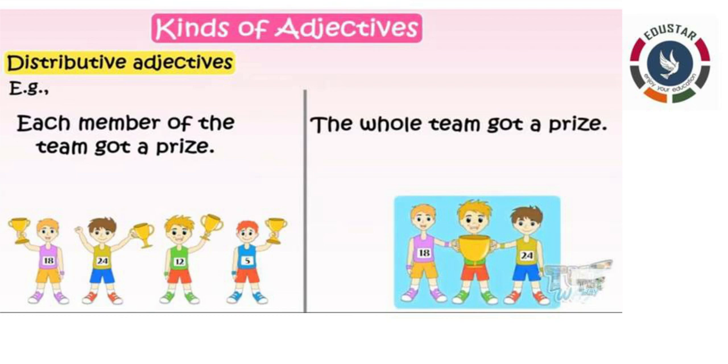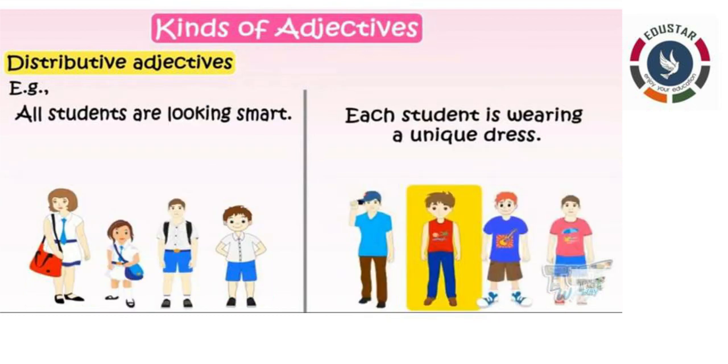Here is another sentence. The whole team got a prize. The whole team is being talked about collectively. So, it is not a distributive adjective. And your next example is, all the students are looking smart. Here, we are talking about all the students collectively. So, it is not a distributive adjective.